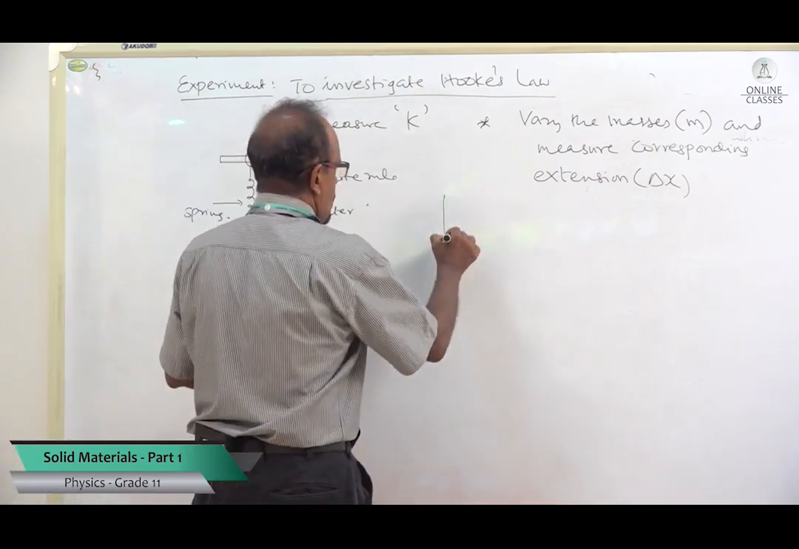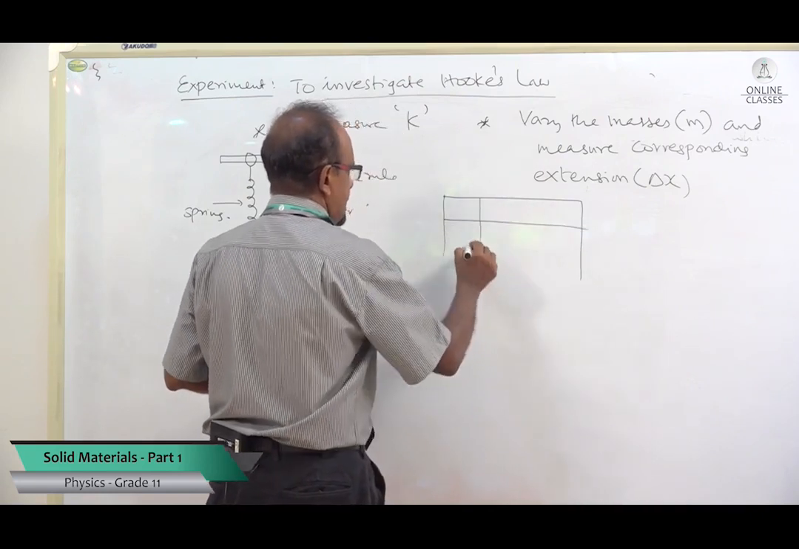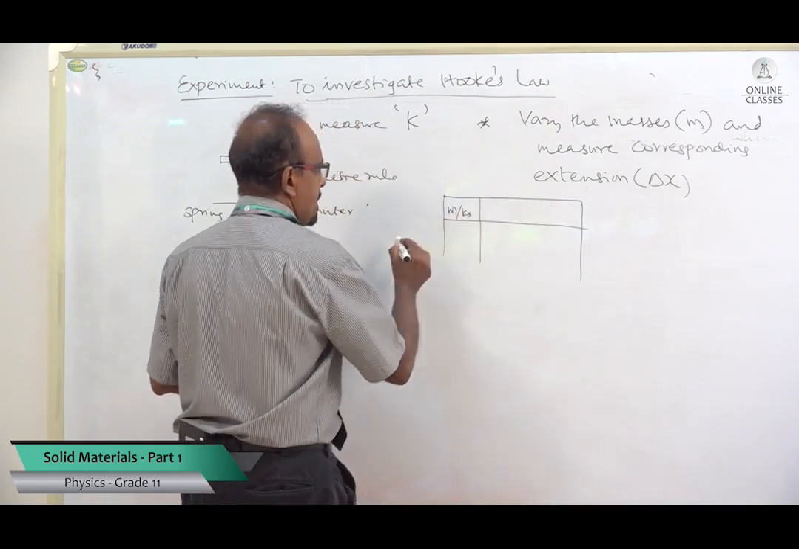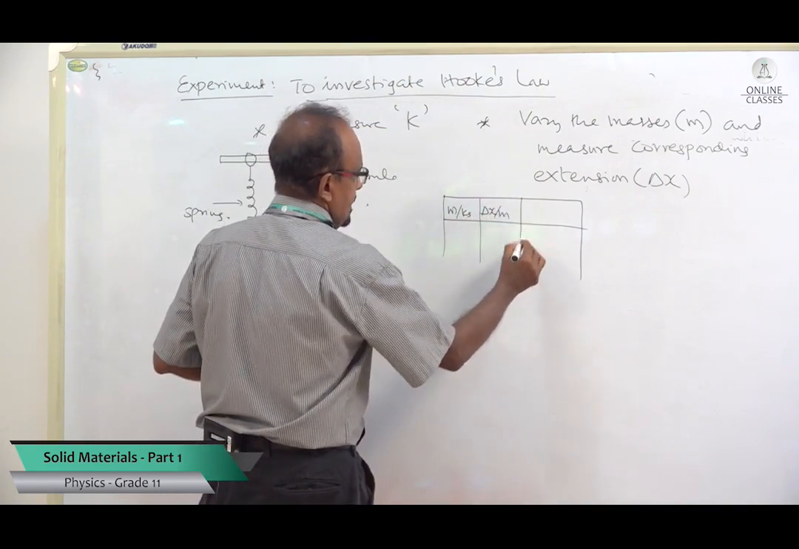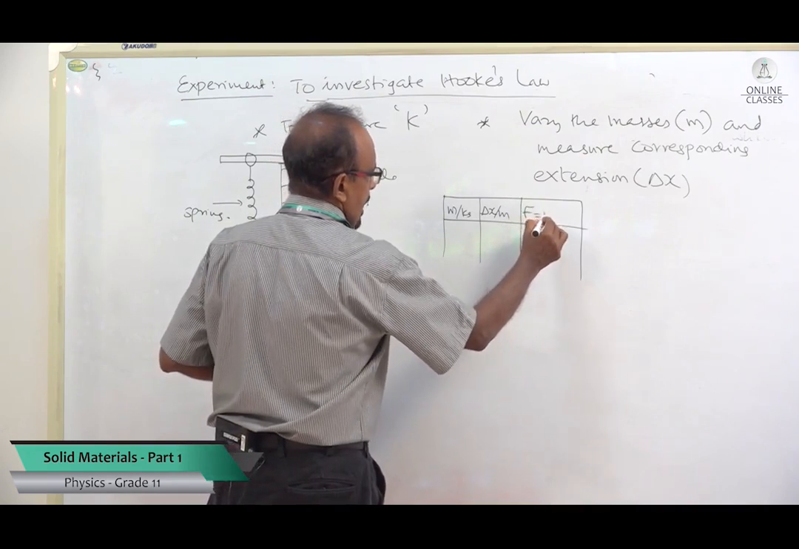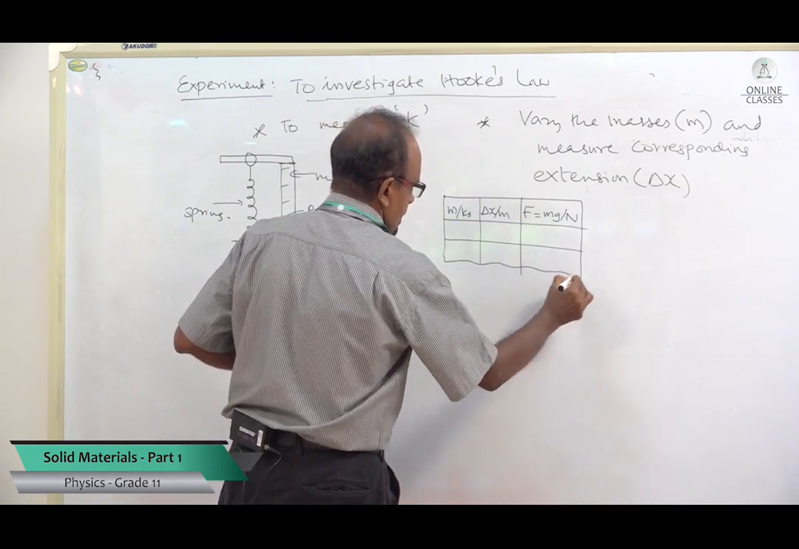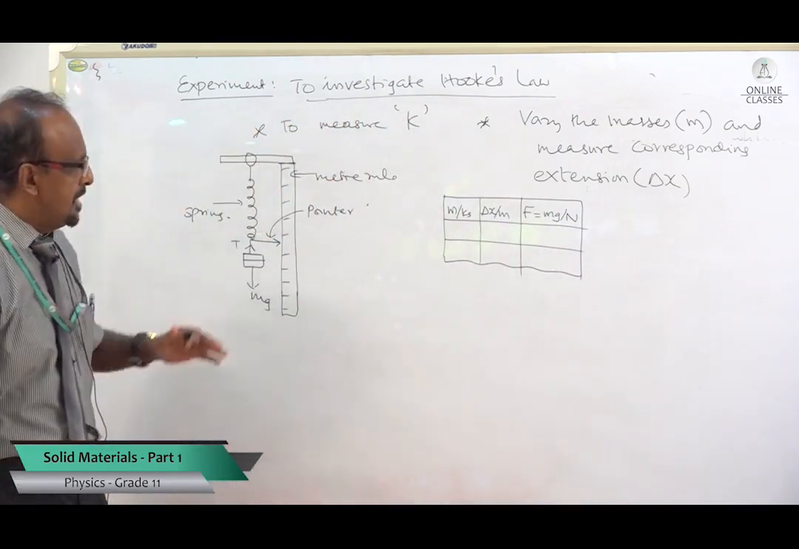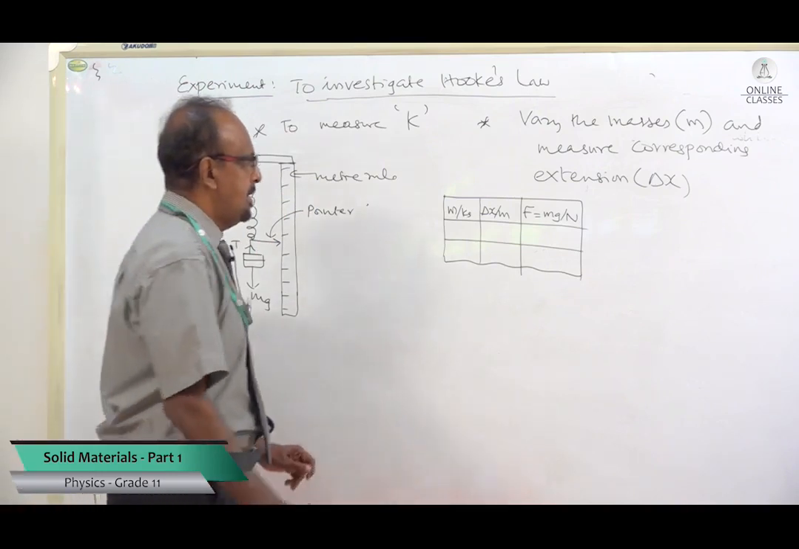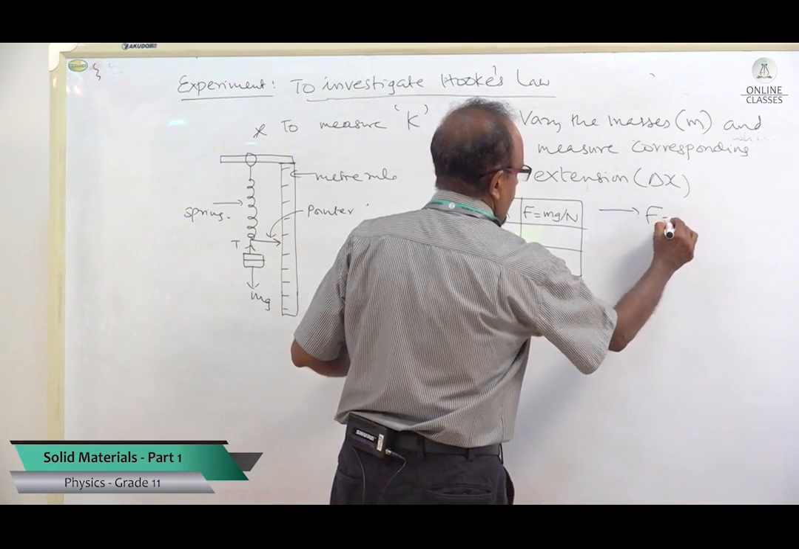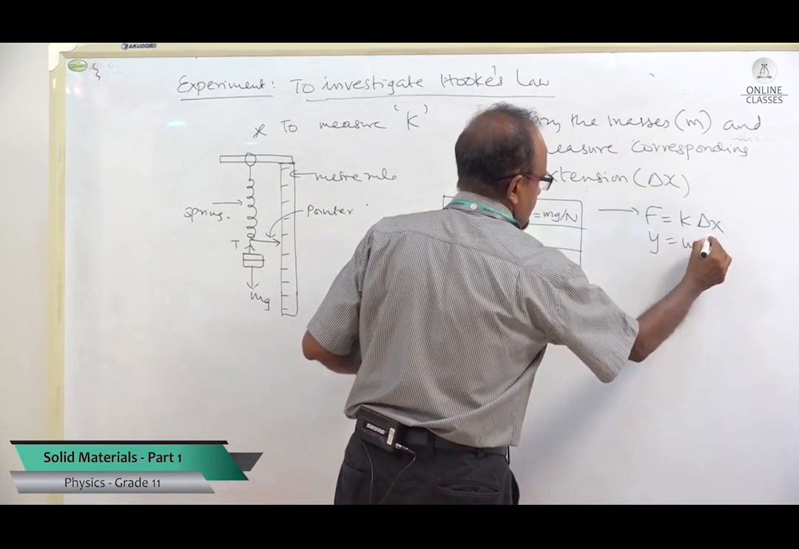Right. You can make a small table. So you can see here mass in kilogram, then the corresponding extension delta x, and then force will be mg, in Newton. You can just get many readings, 6 or above, to plot a graph. Then our equation will be F equals K delta x, it is like y equals mx.